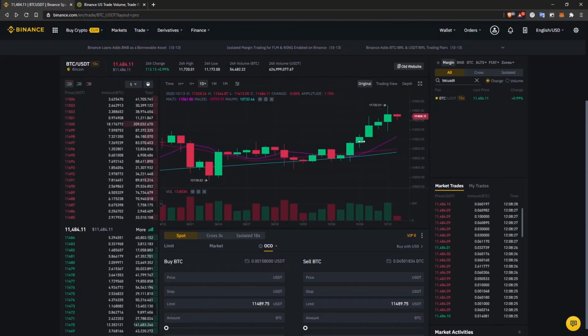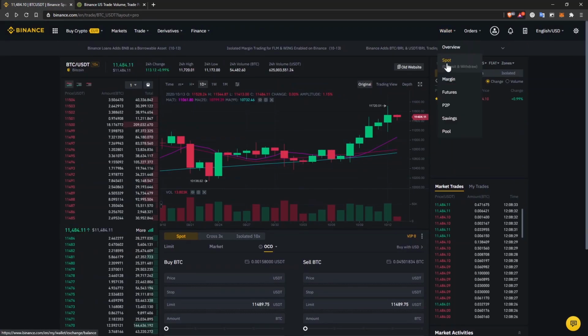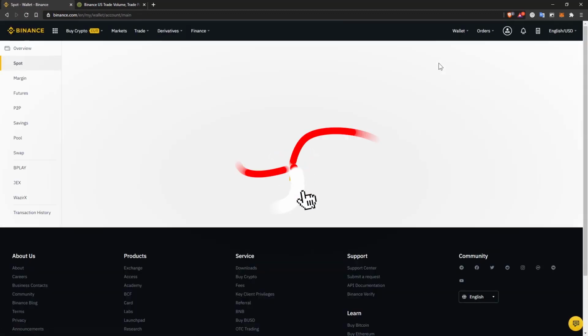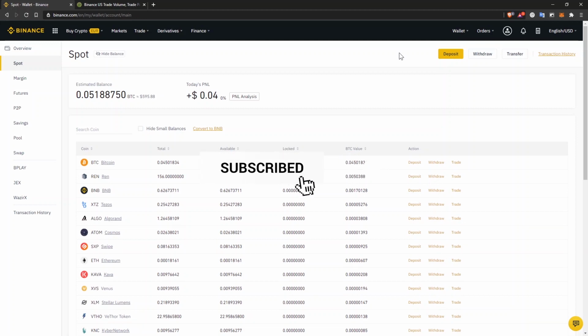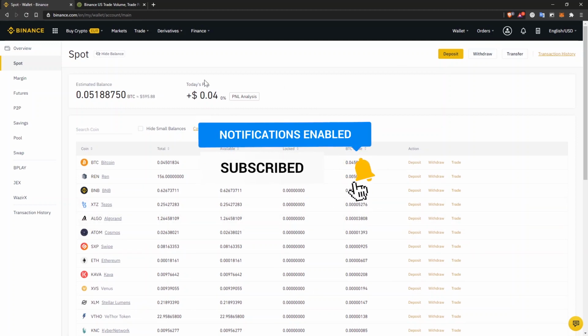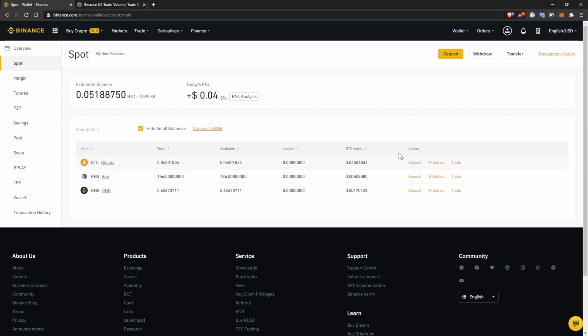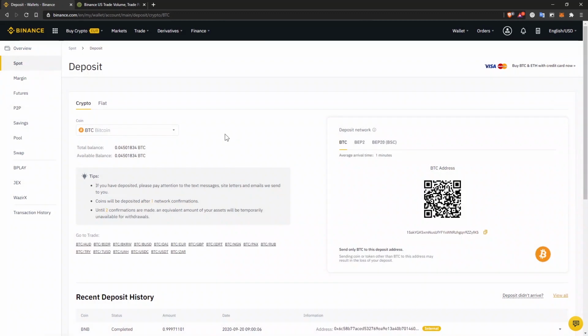So let's do some trading. For that, we'll go to wallet and then select spot wallet. And these are all the coins that are available in my wallet. I can click here to hide small balances. If I want to deposit some Bitcoin, I just click deposit here. And this is the address I should send my funds to.